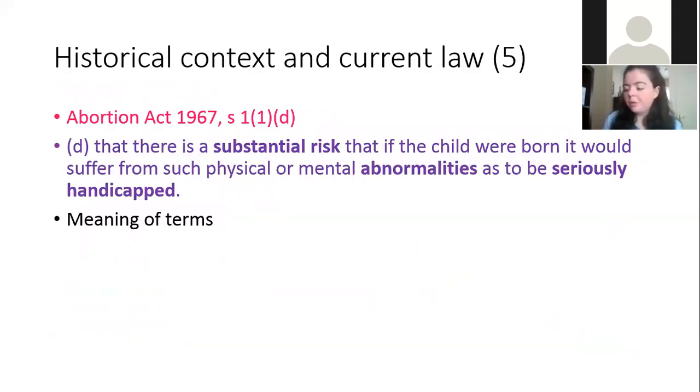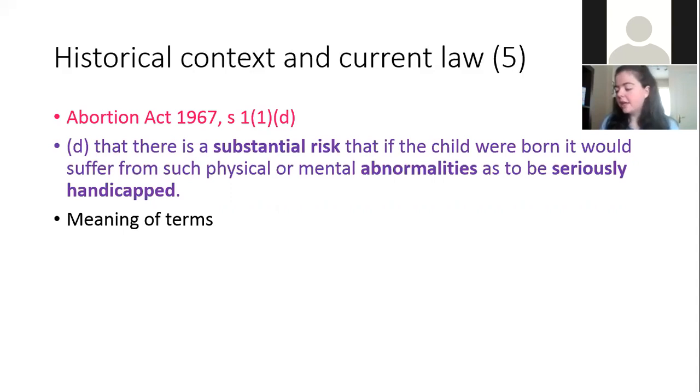So there's a couple of maybe issues that can be flagged up with Section D, and that is, number 1, the meaning of the terms. What is a substantial risk? What is an abnormality? What is seriously handicapped? Words like substantial and seriously aren't specifically definable. The Royal College of Obstetricians and Gynaecologists have issued guidance on what both of those mean.